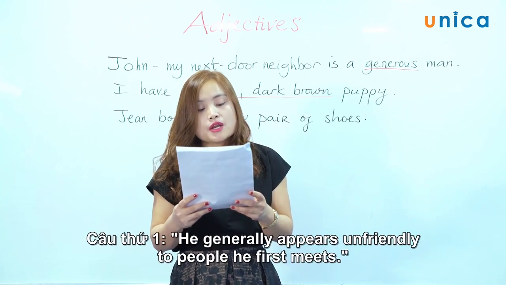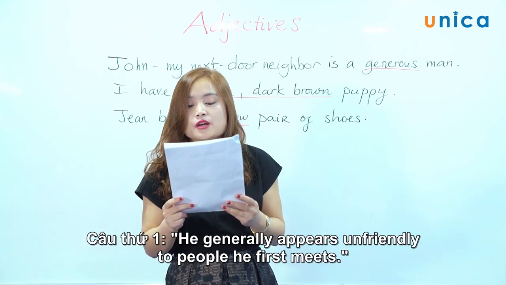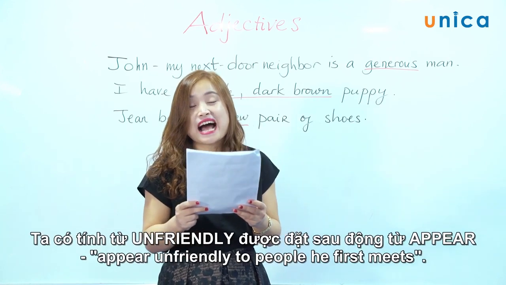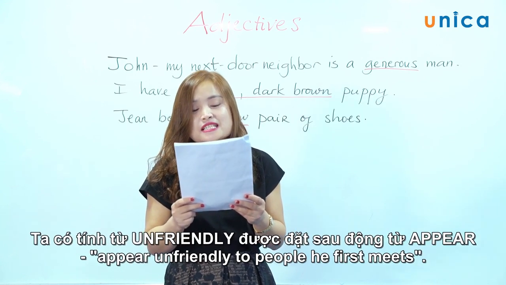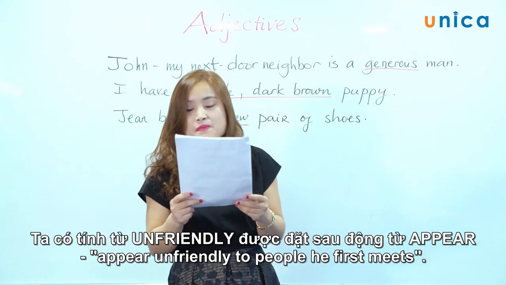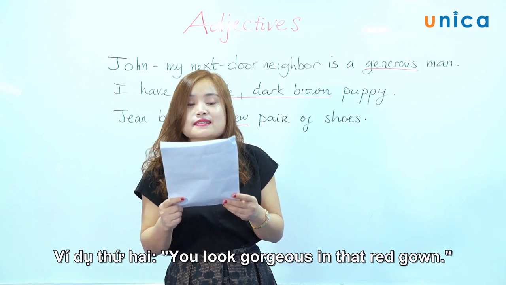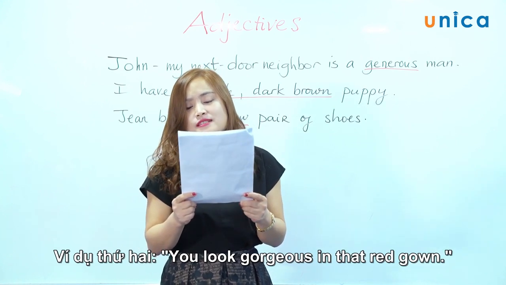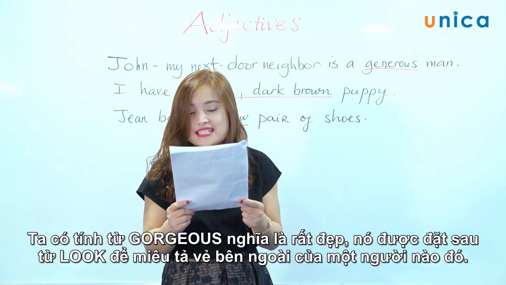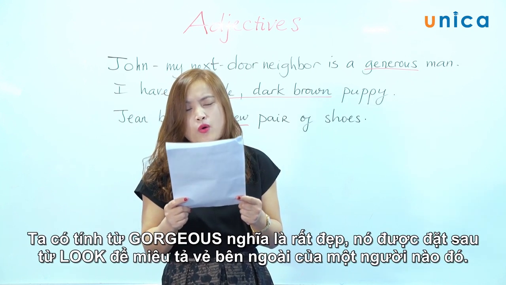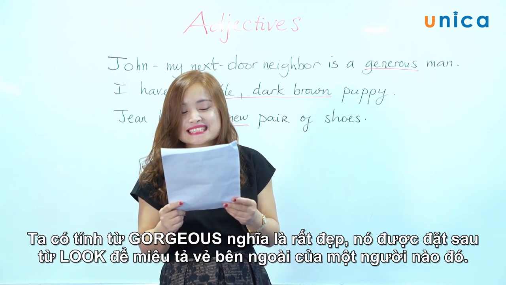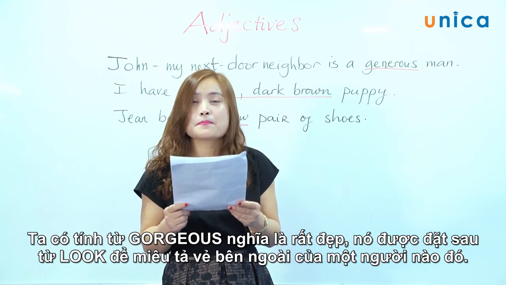Number 1: He generally appears unfriendly to people he first meets. So we have the adjective unfriendly that is positioned after the verb appear. The second example: You looked gorgeous in that red gown. So we have the adjective gorgeous, which means very or extremely beautiful, placed after the word look, to describe a person's appearance.